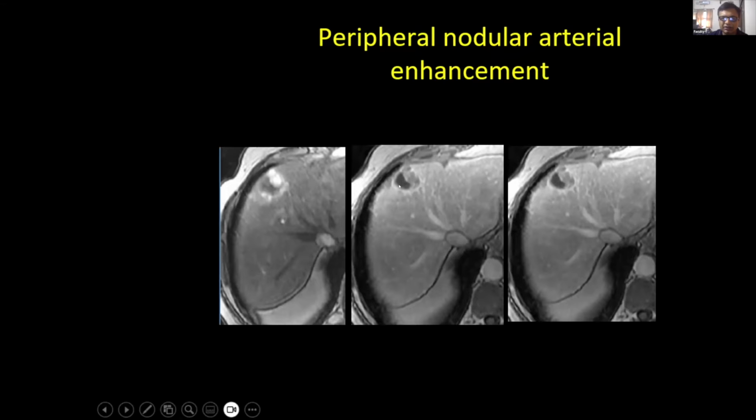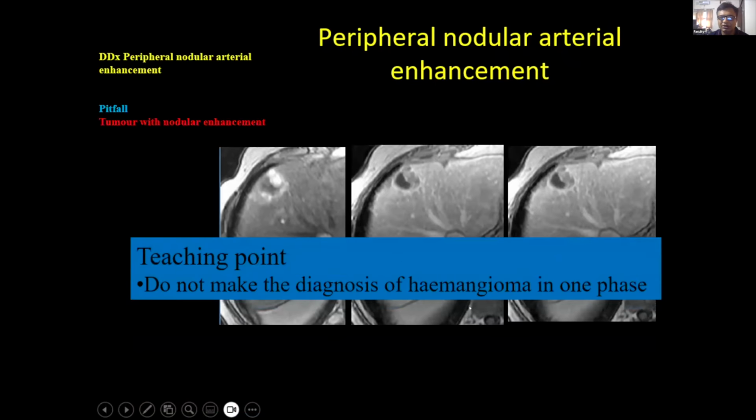Rather, there is a washout compared to the rest of the liver, a washout of the nodular enhancement that you saw in the arterial phase. So it's unlikely to be a hemangioma. You need to look at the arterial phase, portal venous phase, delayed phase, everything, before coming to the conclusion that it is a hemangioma. Many people make this mistake and get into trouble, even in the exam. Especially exam-going people should be a little more cautious, see everything and then come to the conclusion. This was not a hemangioma.